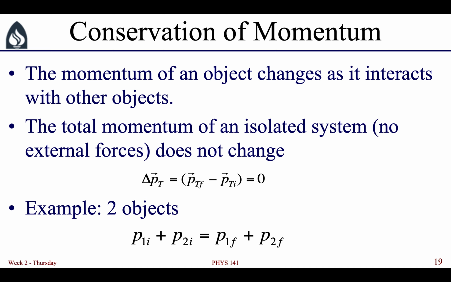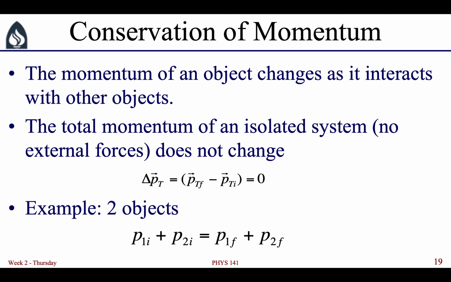So far we've learned that the momentum of an object changes as it interacts with other objects. Other objects will exert forces that cause changes in momentum. The total momentum of an isolated system, however, does not change.